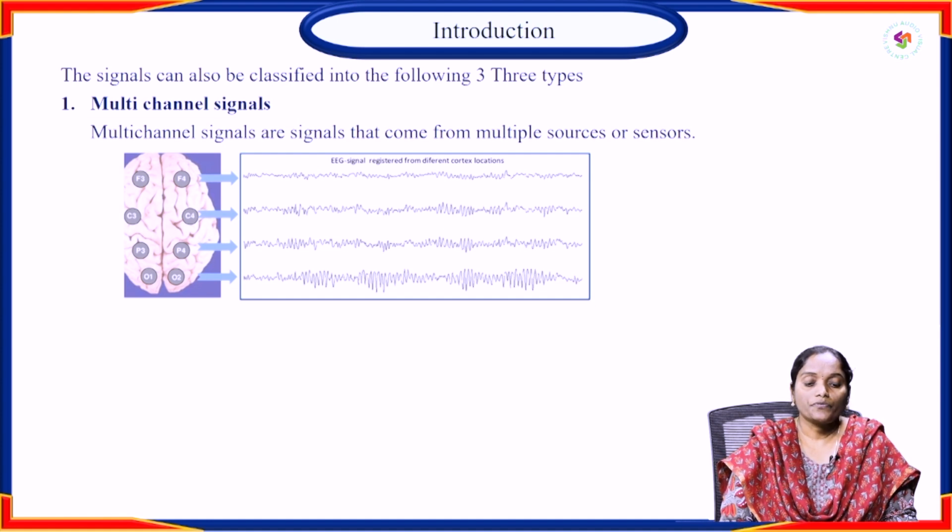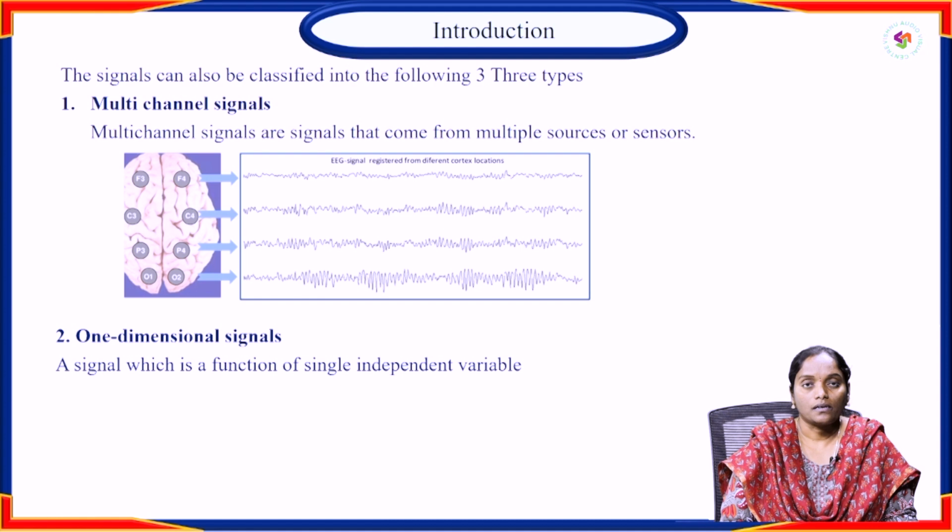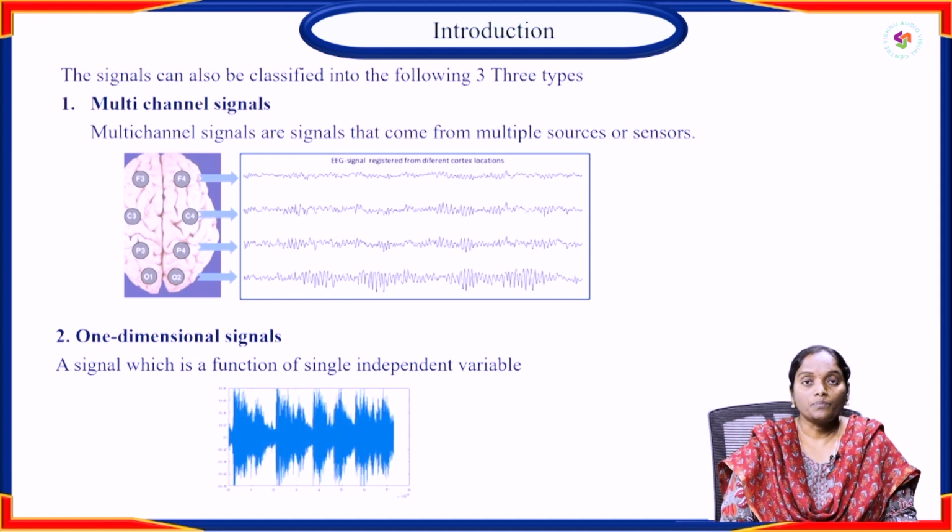The second classification is the one-dimensional signal. A signal which is a function of a single independent variable is a one-dimensional signal. An example of a one-dimensional signal is a speech signal.